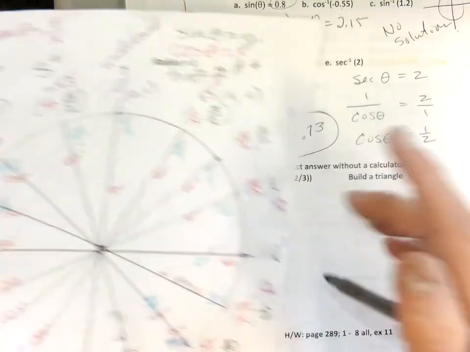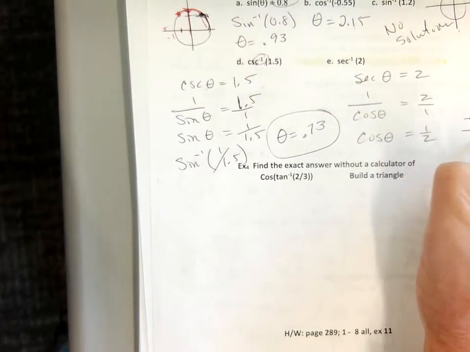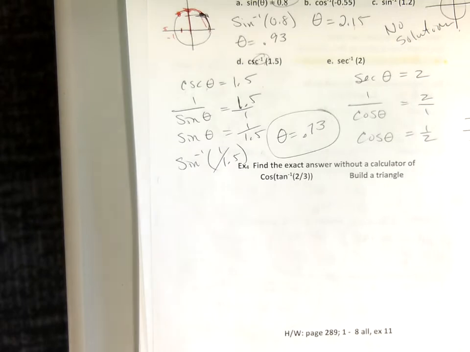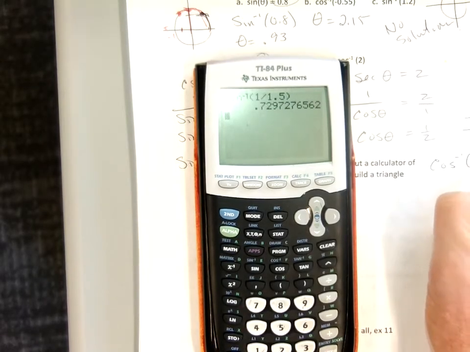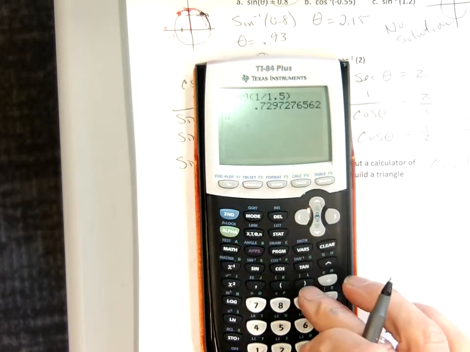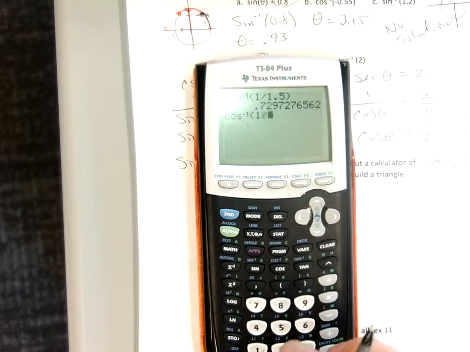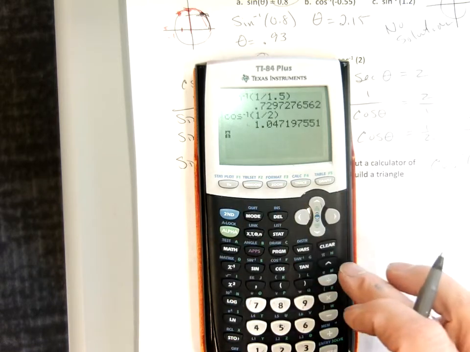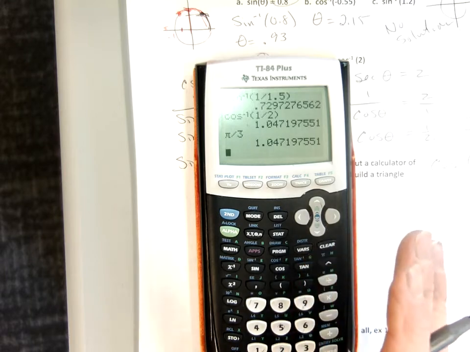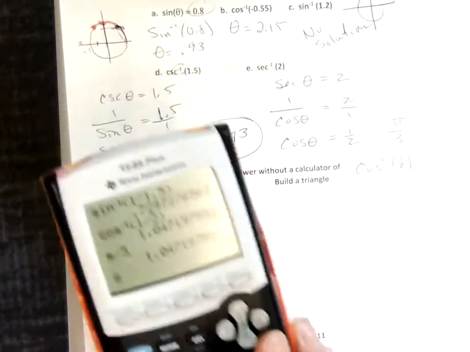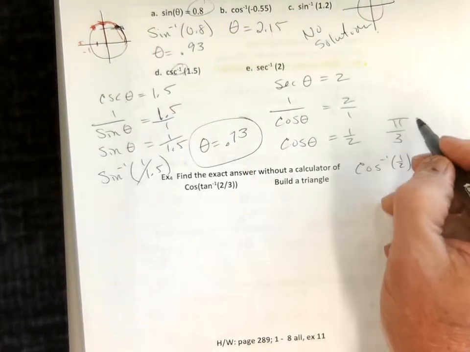Pi thirds. Now I could use my calculator and I'll get the decimal equivalent of that. All right, if I went cosine inverse of 1/2, that's pi thirds. Check it out. I like pi thirds better. Same answer. Pi thirds is such a better answer. I'll take either one, but anyway.